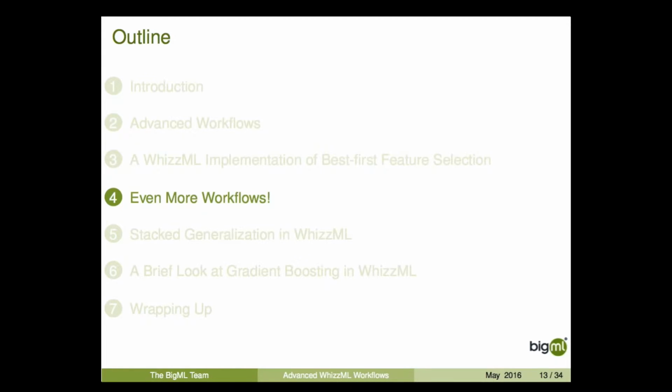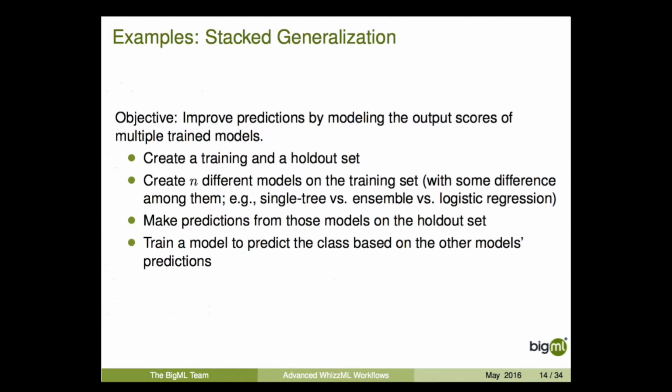So what are some other interesting workflows we might be able to implement in WhizzML? One example is a classic machine learning algorithm called stacked generalization. Basically the idea behind this is you improve predictions by using models themselves as the input features. So we're going to create a training set and a holdout set, and then on the training set we're going to create n different models, where each of those is going to be slightly different somehow than the others.